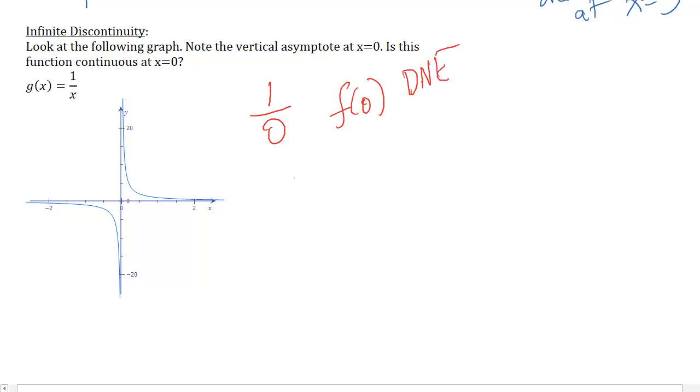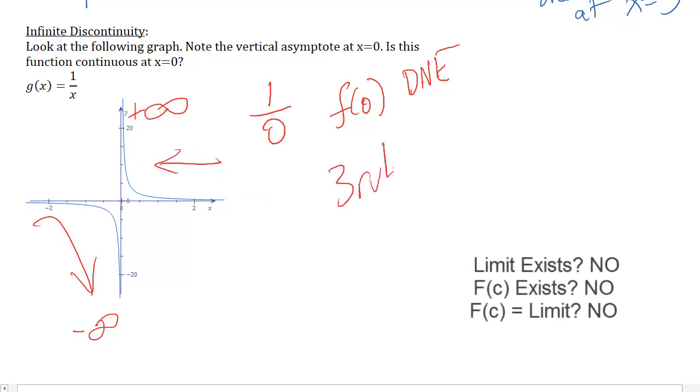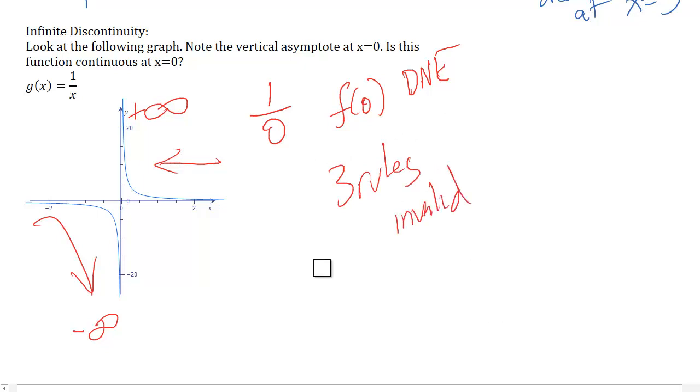The limit at the point 0, well, if you're coming from the left, this side, you can see how you're approaching negative infinity. But if you're coming from the right, going this way, you would see that you're approaching positive infinity. Positive infinity and negative infinity, the limit doesn't exist at the point 0. So in fact, all three rules are invalid. And therefore, there is no possible way for this function to be continuous at the point x equals 0.